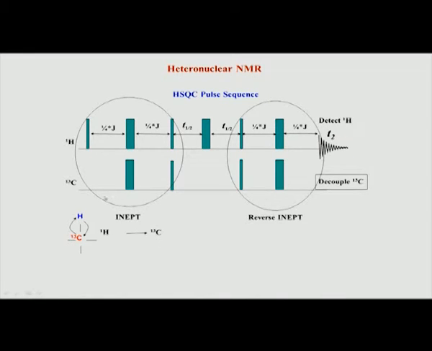So, we are not going to go into the details of a mathematical analysis of how this INEPT works; that will not be covered here, but we will have to take it for granted that proton polarization is transferred to carbon at the end of this period. Now, during this period, which is now labeled as T1, you see here you have T1 by 2, that is half of T1, and another half here, and between them is one 180-degree pulse on the hydrogen.